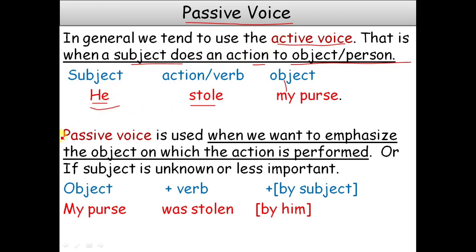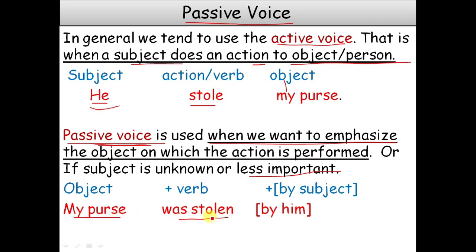And we use passive voice when we want to emphasize the object on which the action is performed by the performer, or if the subject is unknown or less important, we prefer using passive voice. For example, my purse was stolen by him. Here the emphasis is given to the object on which the action is performed.